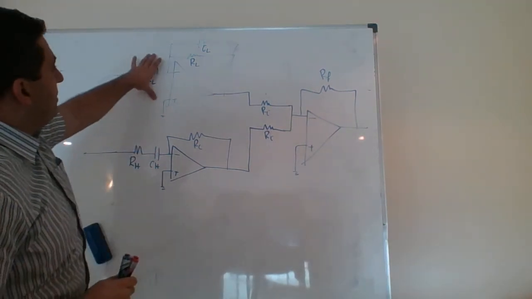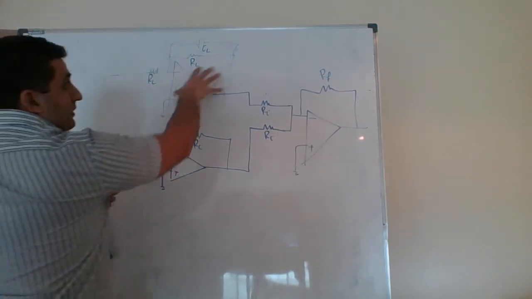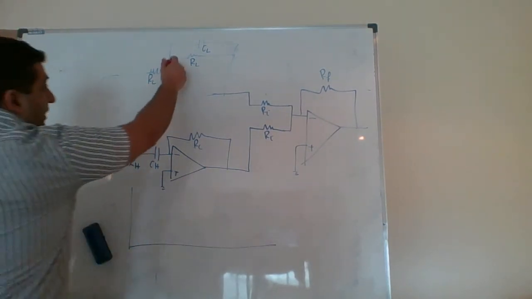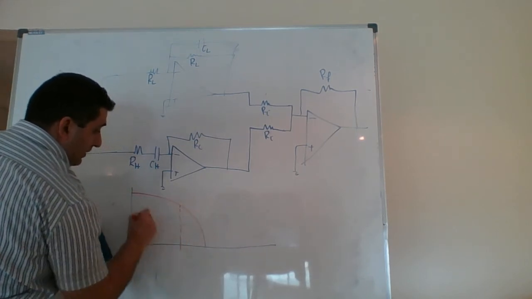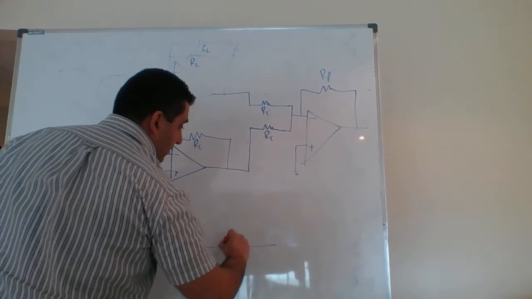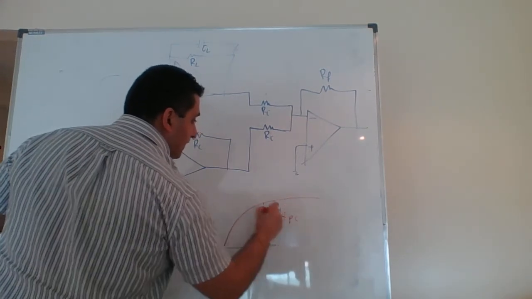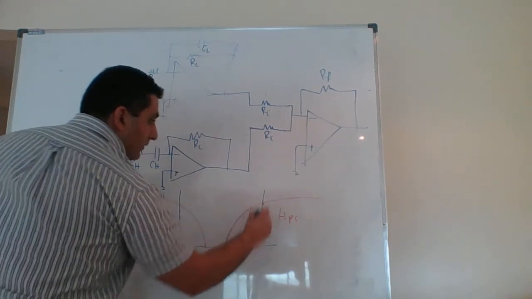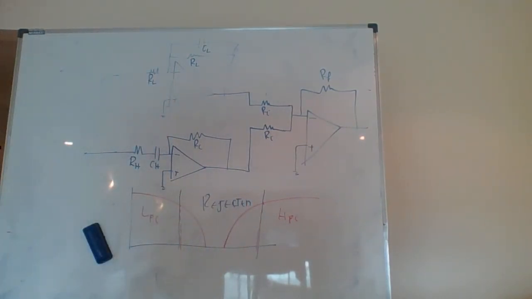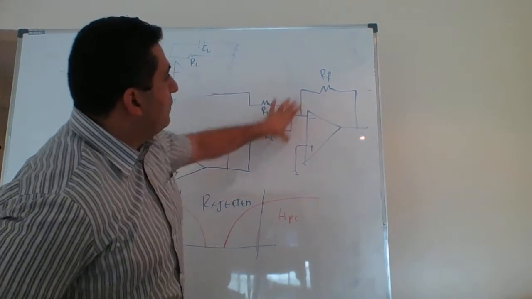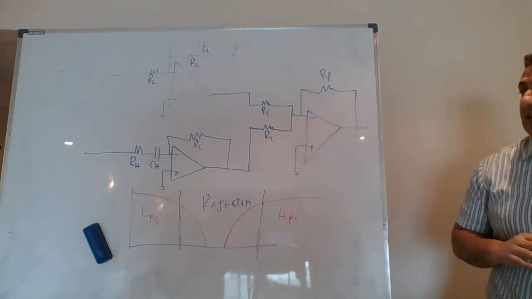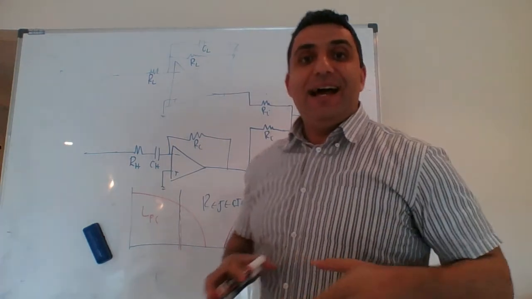So what will happen now is the top one will allow this to pass. If I draw my circuit, the top one is my low pass filter. The second filter will allow this to pass, this high pass filter. And this area will be rejected. They will go to a summation amplifier where I can sum them together and have a gain of minus RF over RI. This is known as an active band reject filter. I hope that's clear.